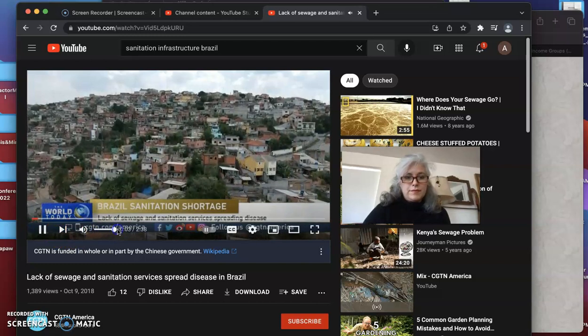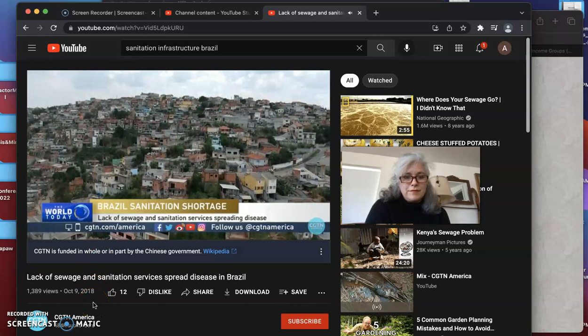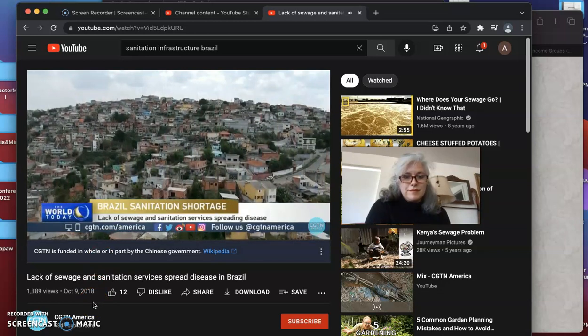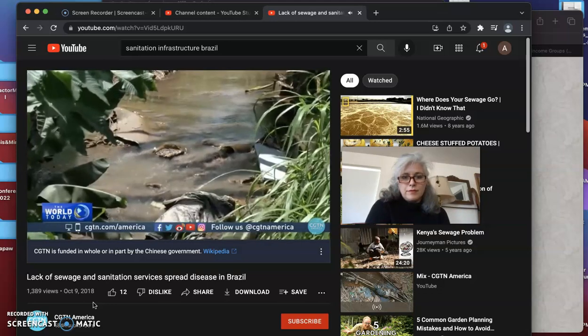This is Franco da Rocha, a suburban town on the outskirts of São Paulo. About a third of the 150,000 people living here, like those in the Parque Pretória community, have no access to proper sewage and sanitation systems.